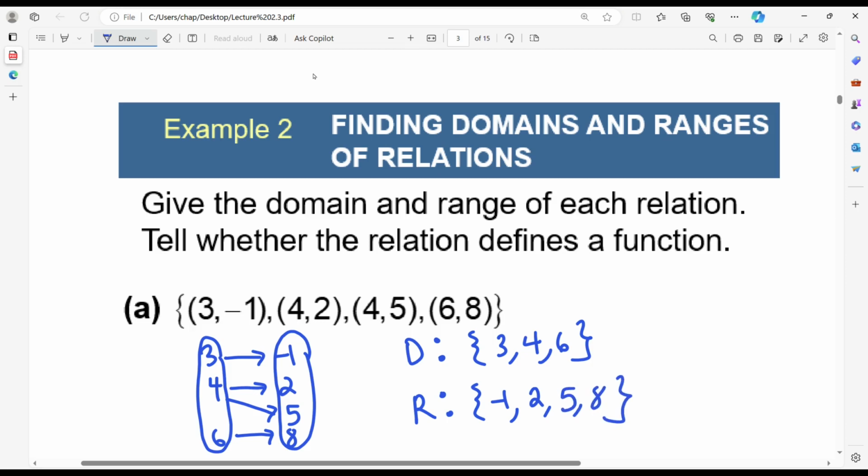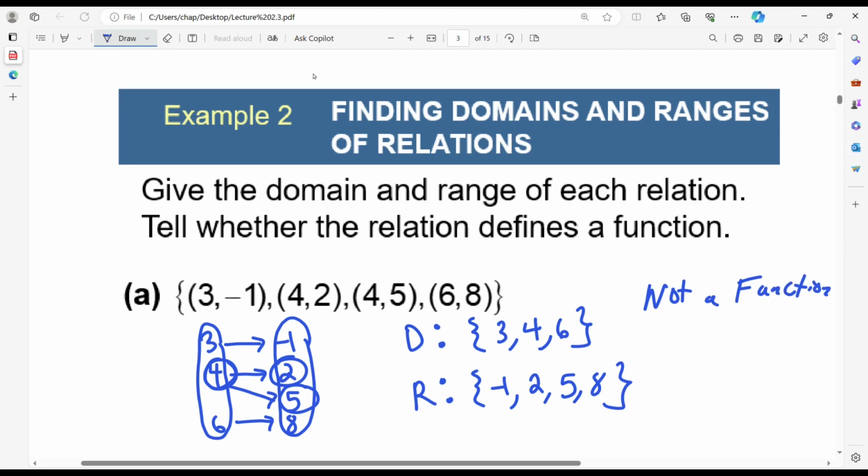Now, is this a function? Well, it's not a function because of 4. 4 has 2 outputs, and that disqualifies it as a function. For each input, we can only have one output, and here we have 2. We have an output of 2 and an output of 5. So this is not a function.